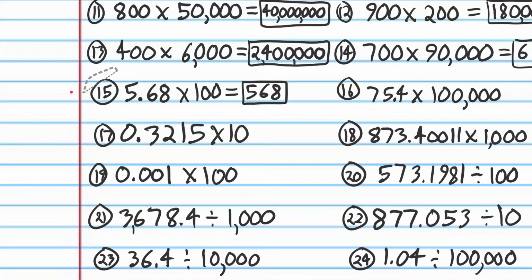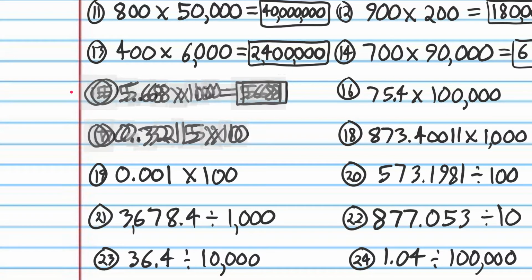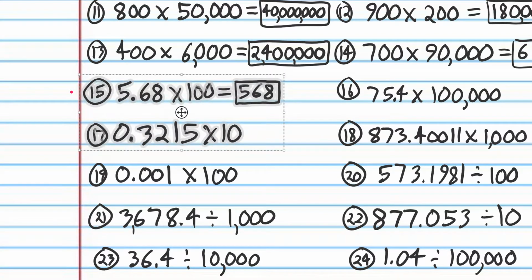So you're just moving the decimal however many places. The number of places that you move the decimal is the number of zeros in the power of 10.